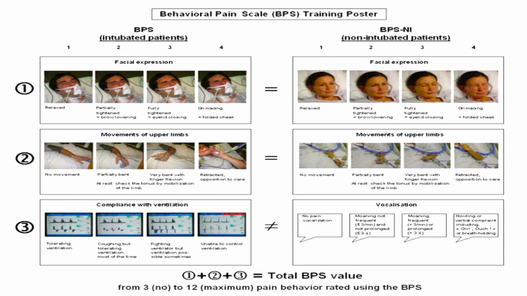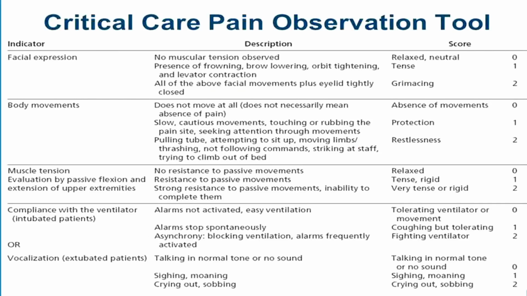Next is the behavioral pain scale, where we assess facial expressions from completely relaxed up to grimaces, scored 1 to 4. Then movement of the upper limb: completely relaxed, partially bent, completely bent with flexed fingers, and trying to remove the lines. Third is compliance with ventilation or vocalization. Here the patient is completely cooperating with the ventilation, here you are not able to ventilate the patient, here the patient is coughing, or here the patient is fighting with the ventilator. Accordingly we give the ratings, and based on the total of 1, 2 and 3 we decide the total behavioral pain scale. Third is the critical care pain observation tool. It is the same as the behavioral pain scale. We can use whichever tool we are comfortable with.